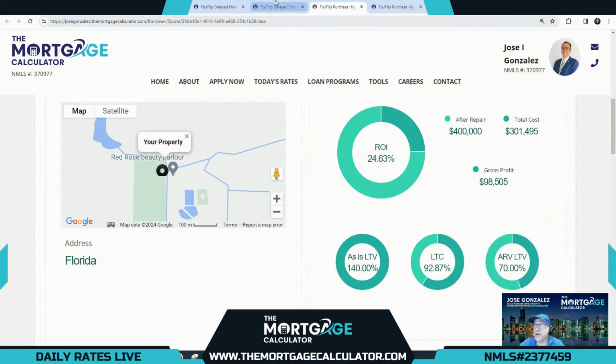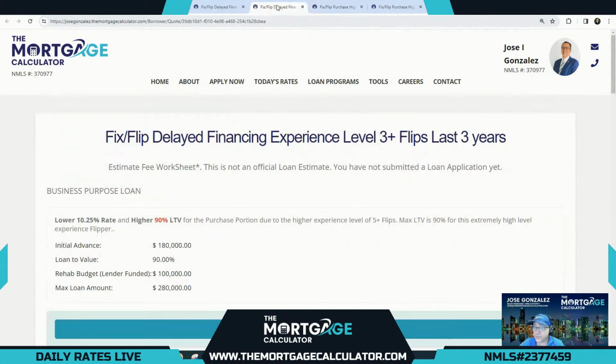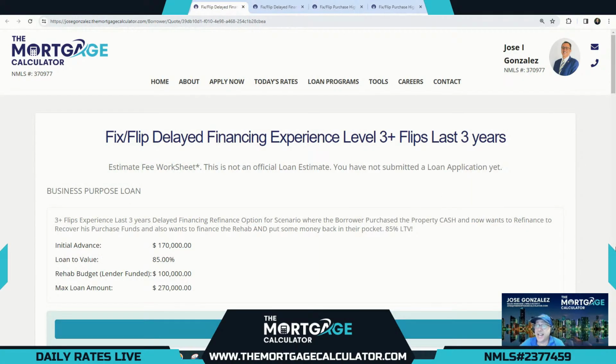So now in our last scenario here, we have a delayed financing option. Now, this is for a flipper with 3+ flips in the last 3 years. Now, what is a delayed financing option? This is very common in the flipping world. They bought the property cash, right? They were in a hurry. They couldn't wait. It was the deal of the century.